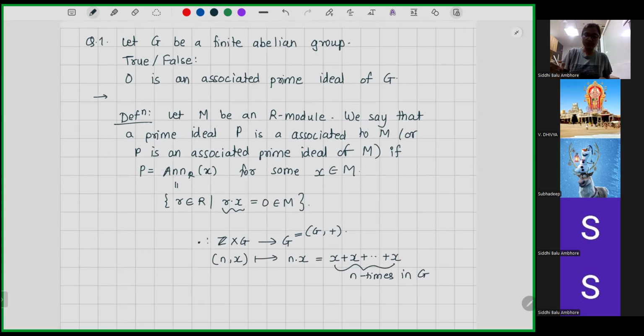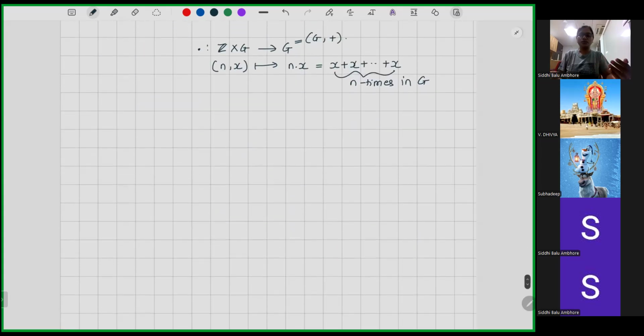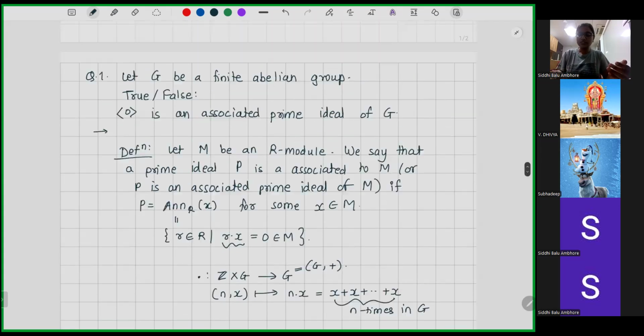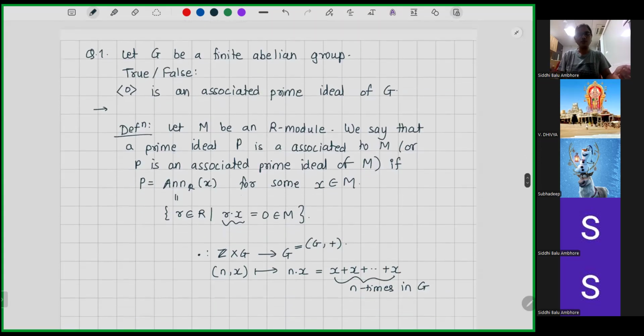And 0 is an associated prime. When they say that, it means the 0 ideal. In Z, 0 is a prime ideal since Z is an integral domain. So we just want to check whether this 0 ideal is the annihilator of some element x or not, and G is given to be an abelian group. Are all the definitions clear in the question?